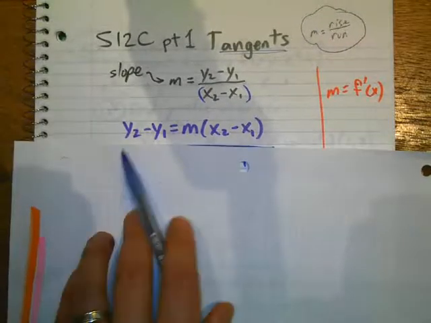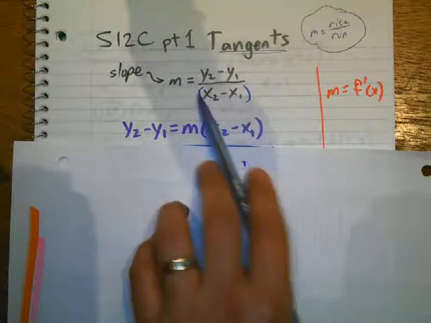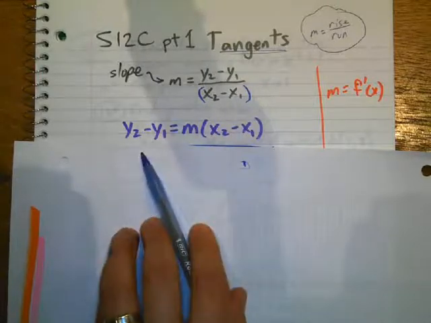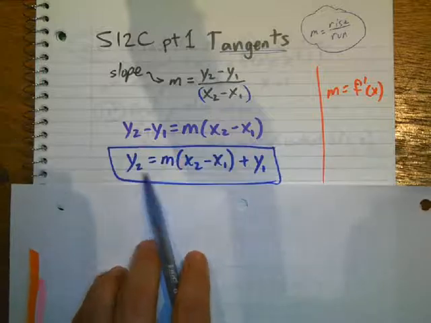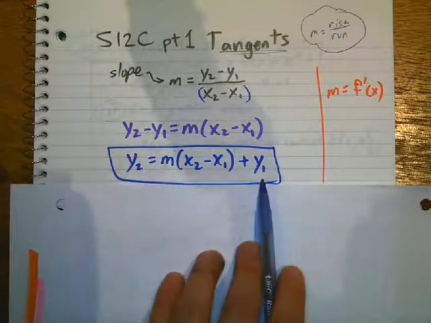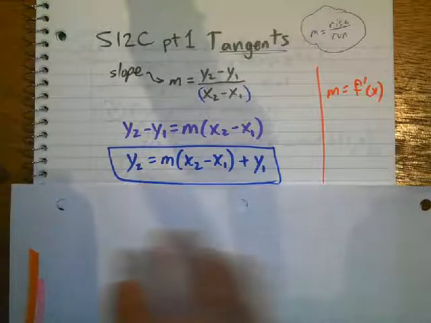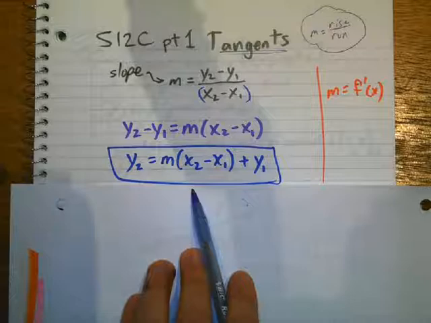Okay, if I multiplied x2 minus x1 on both sides, we get something like this. Okay, and if I added y1 on both sides, we would get something like this. Okay, and we're going to be using this to help us find the equation of tangent lines.